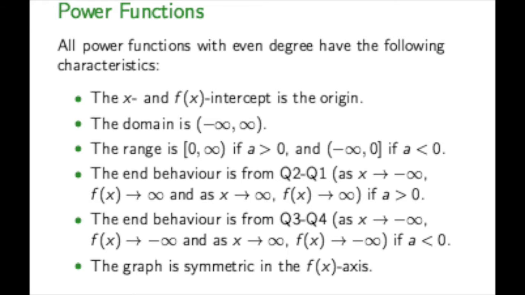If a is less than 0, the end behavior is from quadrant 3 to quadrant 4. As x goes to negative infinity, f(x) is negative, and as x goes to positive infinity, f(x) goes to negative infinity. The graph is also symmetric about the y-axis.